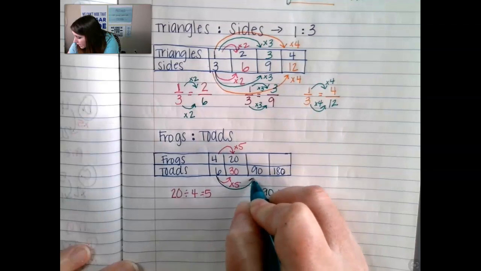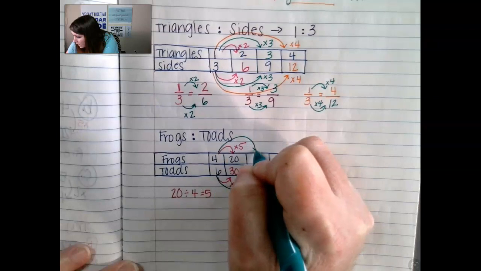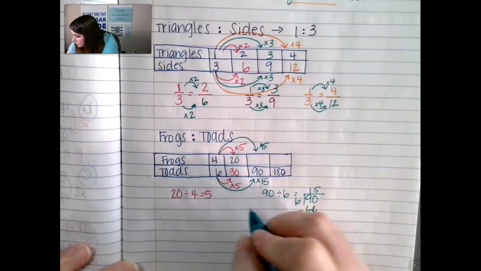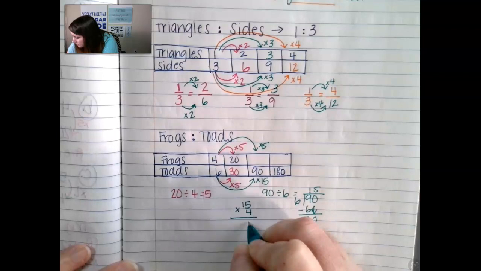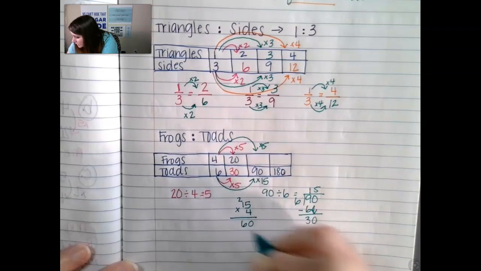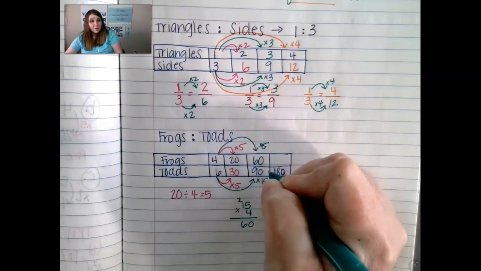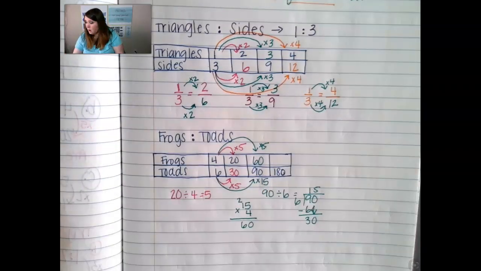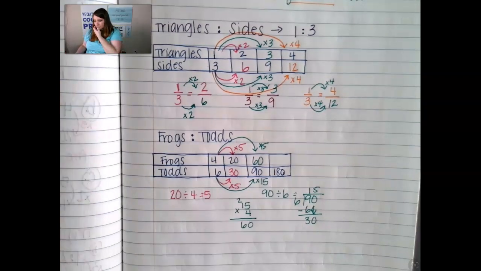So if I multiply by 15 here, I also need to multiply by 15 on the top to keep it equivalent. So we're going to go 15 times 4 gives me, that's 20, and that is 60. So when I have 60 frogs, I also have 90 toads. That is a lot of ribbons. All right, let's check this last column here and see what we get.